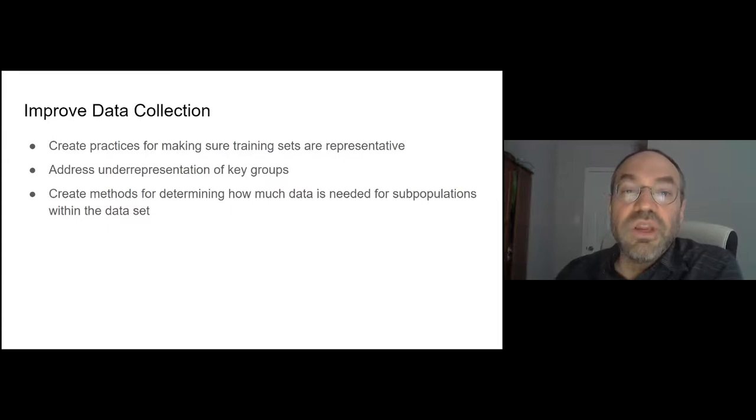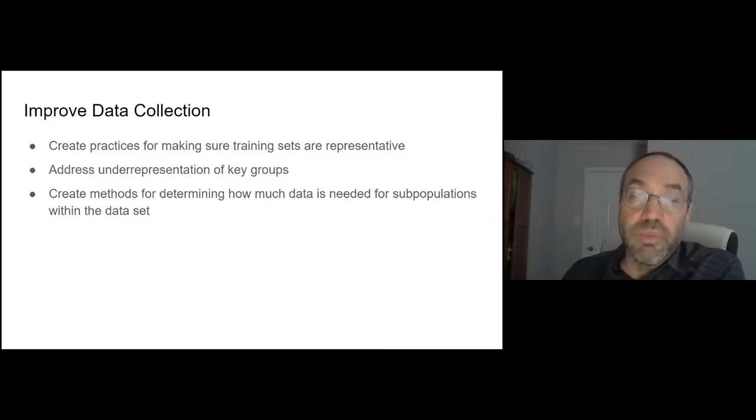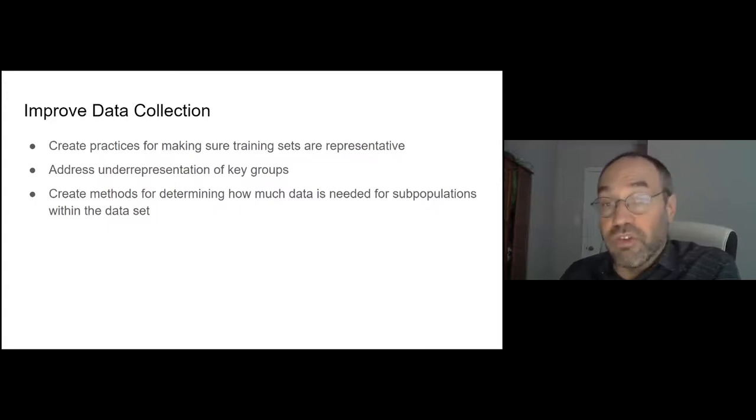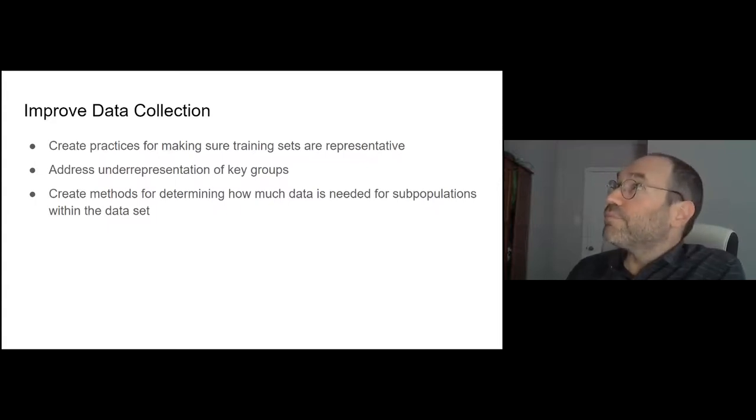And as a field, we need to create methods for determining how much data you need for subpopulations within the data set. We don't have a good set of power analyses to say that for a specific kind of analysis, you need 30 learners from an underrepresented group or 70. That kind of information would really help us to design our studies.